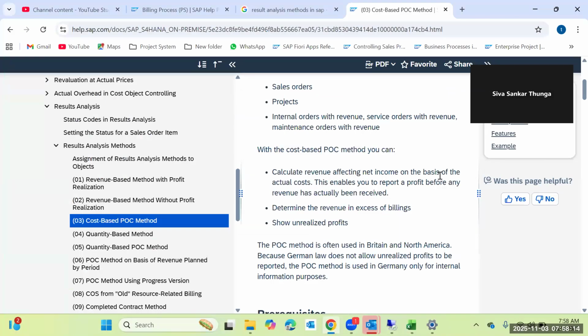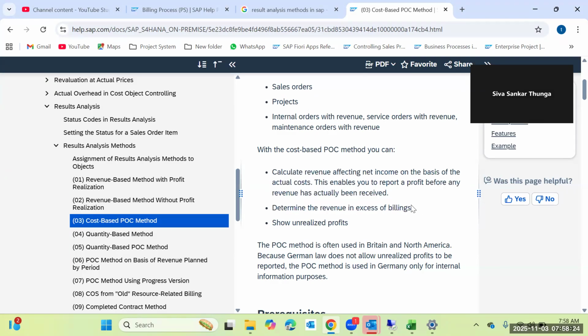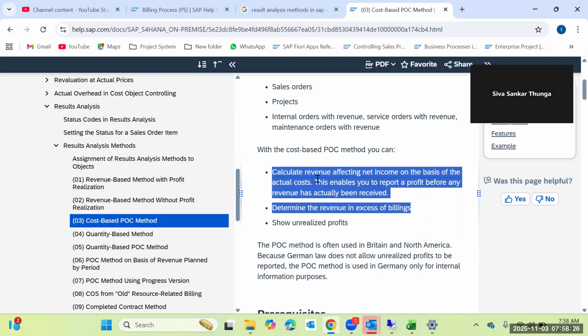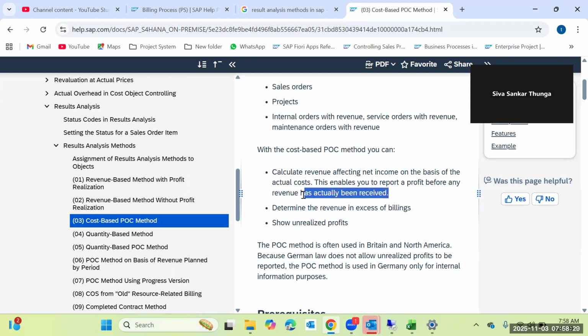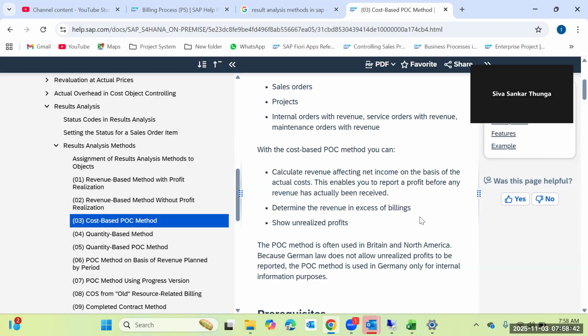Calculated revenue affecting income on the basis of actual cost. This enables you to report profit. Determine the revenue in excess of billings. That is POCI. So whenever there is no revenue, the entry that is going to generate, I told, is POCI, that is a balance sheet asset. An asset is capitalized based on the calculated revenue value.